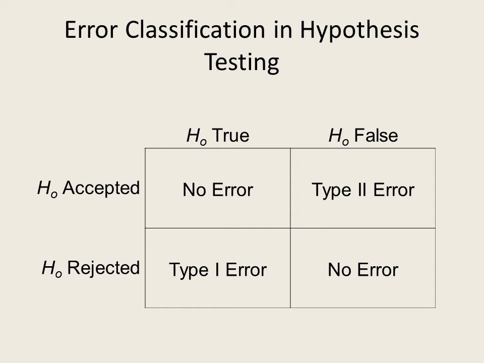Before, I talked about the different kinds of errors that we can make. This is a useful table for discussing types of error. We could have a situation where H0 is true and we accept it, in which case we make no error, or we could have a case where H0 is false and we reject it, in which case we make no error. But the type 1 error and the type 2 error are shown in this error table.